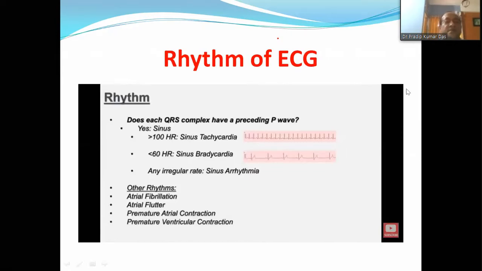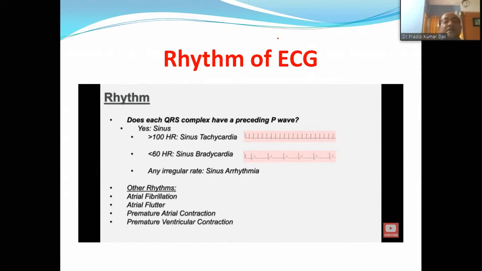Next comes the rhythm of the ECG. In case of rhythm, we always look at lead 2, because it is called the rhythm lead. First, we have to see whether the QRS complex has a preceding P wave. If it is associated with the preceding P wave, the complex is of sinus origin.